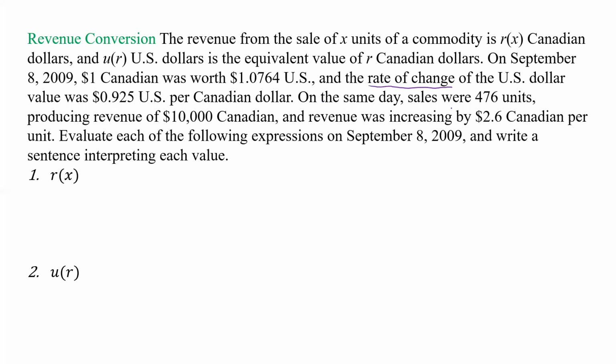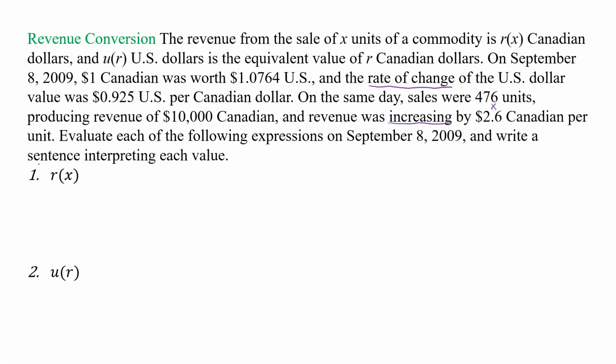On the same day, sales were 476 units, so this is going to be x. That produced revenue of 10,000 Canadian, and revenue was increasing. So we had some increasing value, which is going to be another rate, 2.6 Canadian per unit. Now evaluate each of the following expressions and write a sentence interpreting each value.